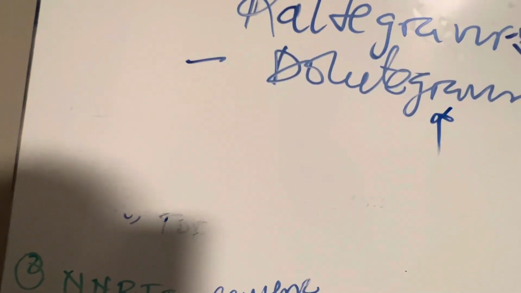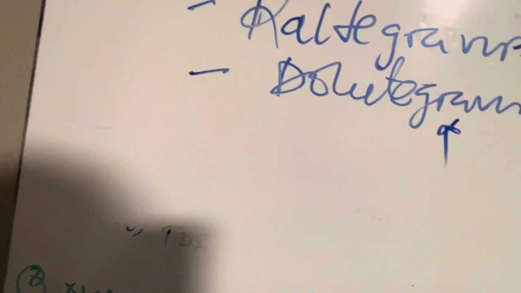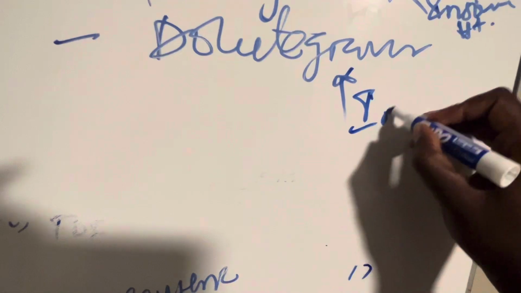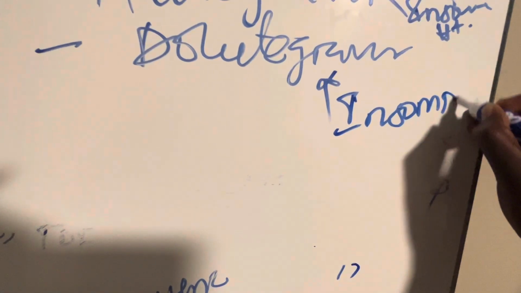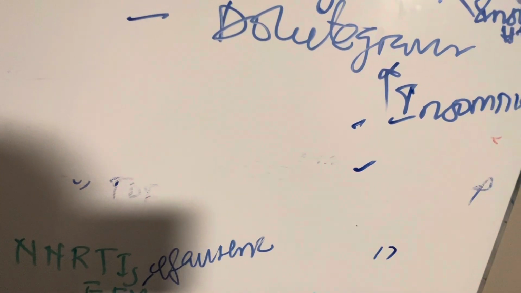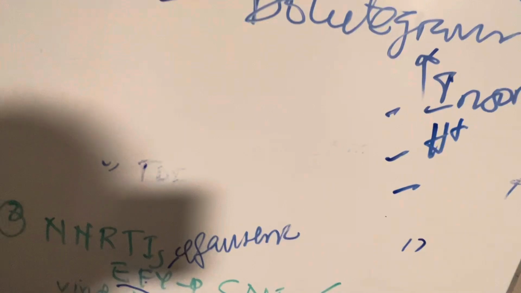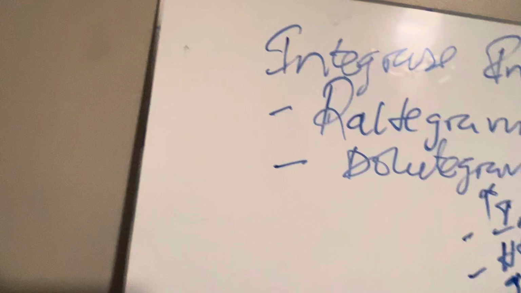Dolutegravir, widely used in Zambia, can cause also insomnia, can cause headache, and can cause what we call potential weight gain. So there is weight gain under dolutegravir. And then entry inhibitors.